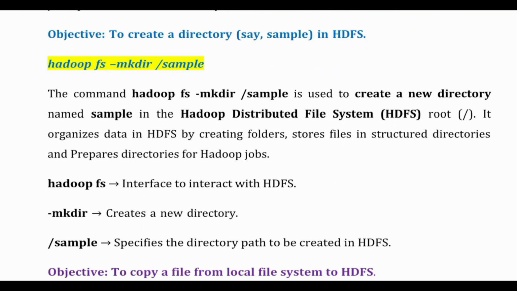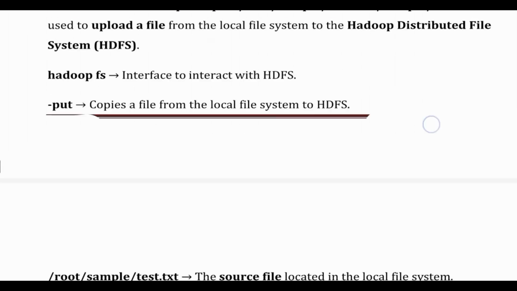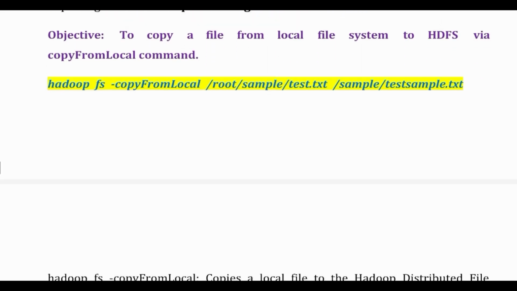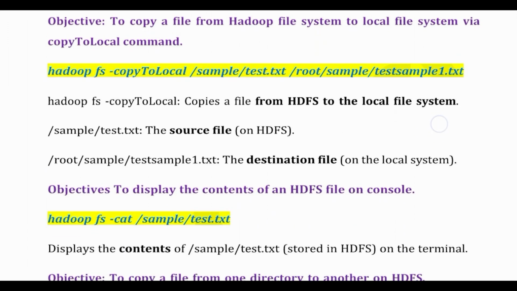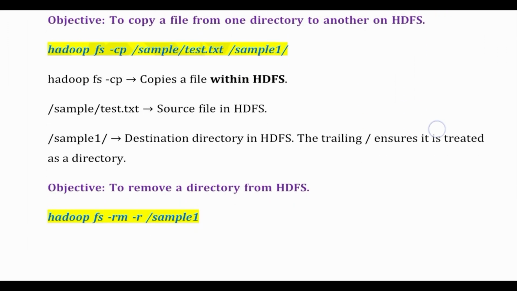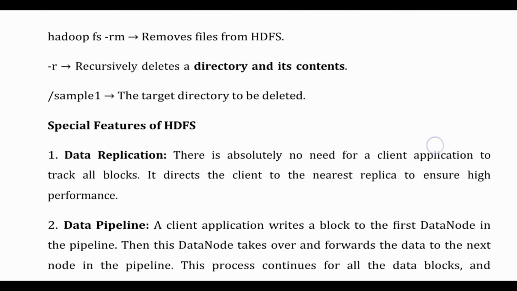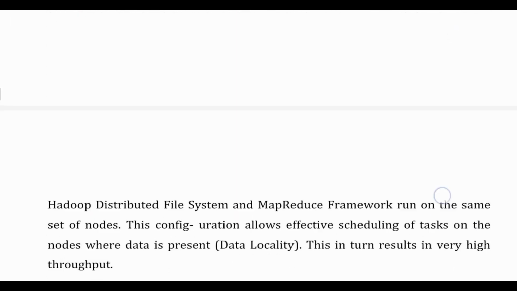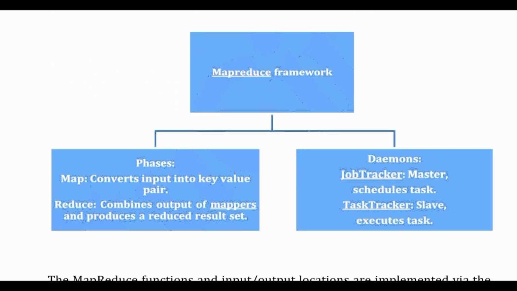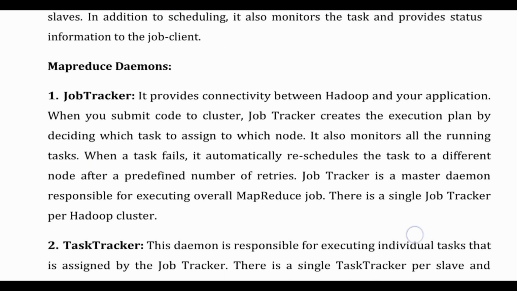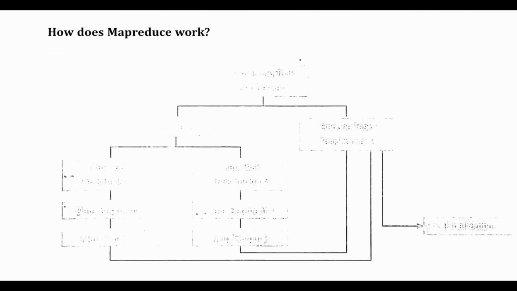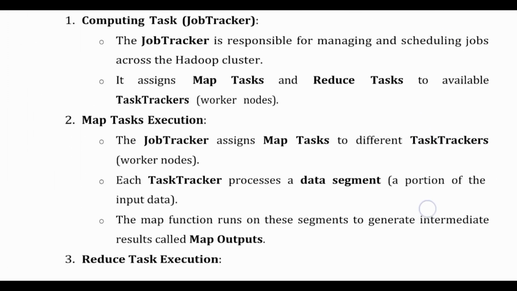Hadoop overview. Hadoop consists of: 1. HDFS, the storage layer. 2. MapReduce, the processing layer. 3. YARN, the resource management layer. Together, they form the foundation of the Hadoop ecosystem. Use cases of Hadoop: social media analytics, fraud detection, recommendation systems, genomic data processing, log analysis.